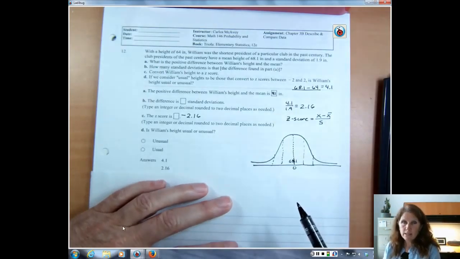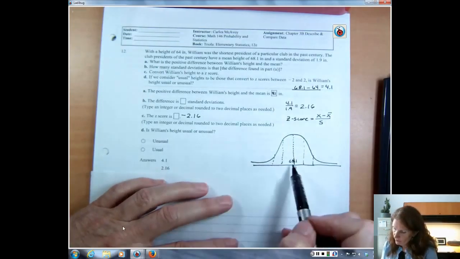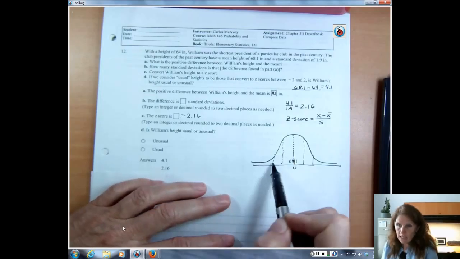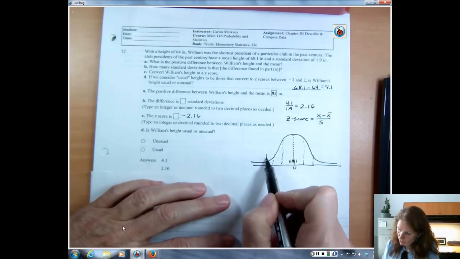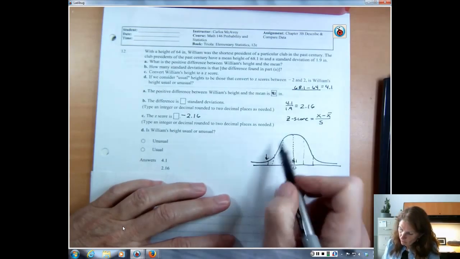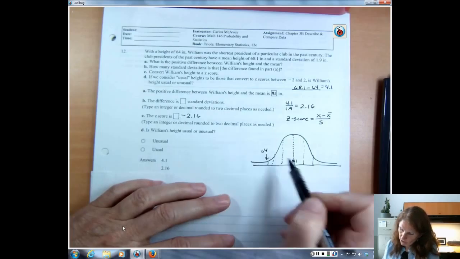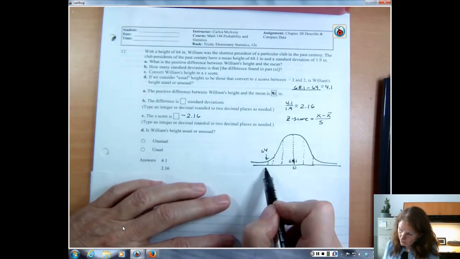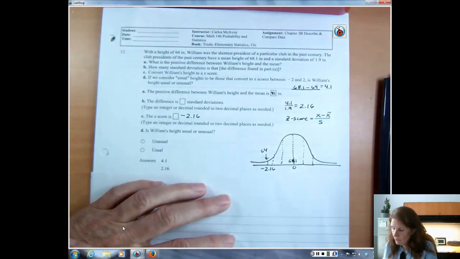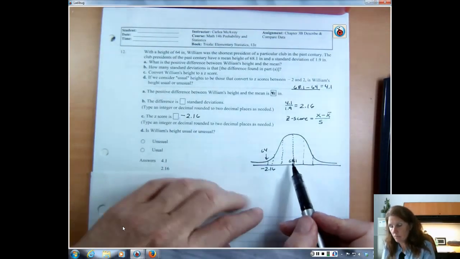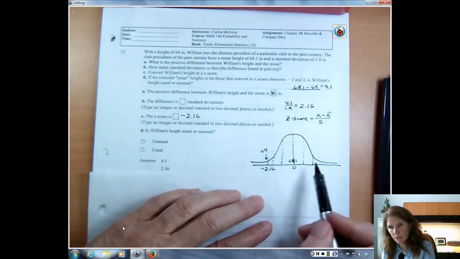This guy is 64 inches tall. So if this is 68, 64 has to be on the left. In fact, it's showing us it's 2.16. So it would be somewhere to the left of the 2, right, would be 64 inches. So his z-score here is negative 2.16. You'd have to be taller than 68 inches to have a positive z-score.